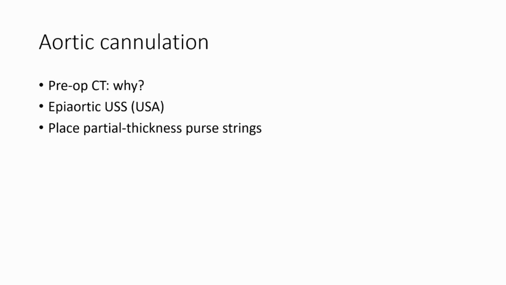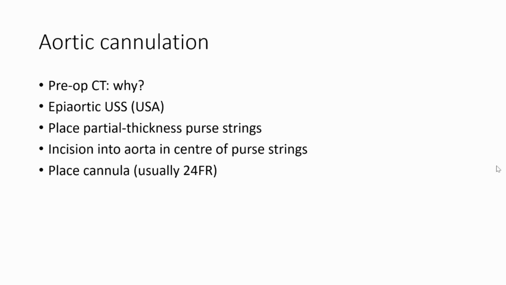And this is important for those of you that are surgically minded. If you're interested in what that looks like, if you haven't seen it, I would advise you to go and just Google it. There are loads of videos on aortic cannulation and specifically on the placement of purse strings. Once you've done that, you make an incision into the center of those purse strings, and then you place the cannula, which is usually a 24 French gauge cannula. And now you have access to the arterial system.